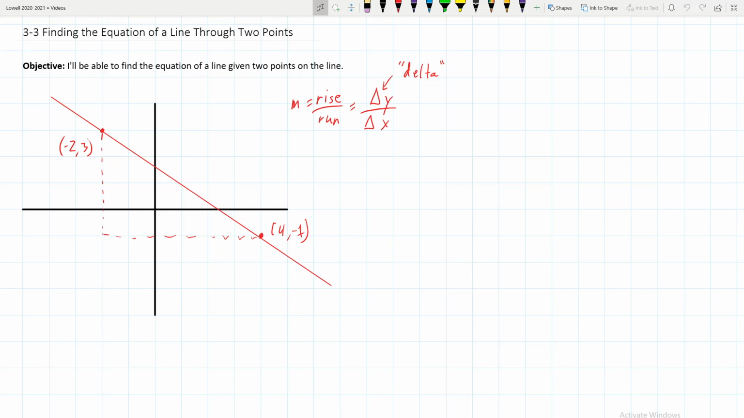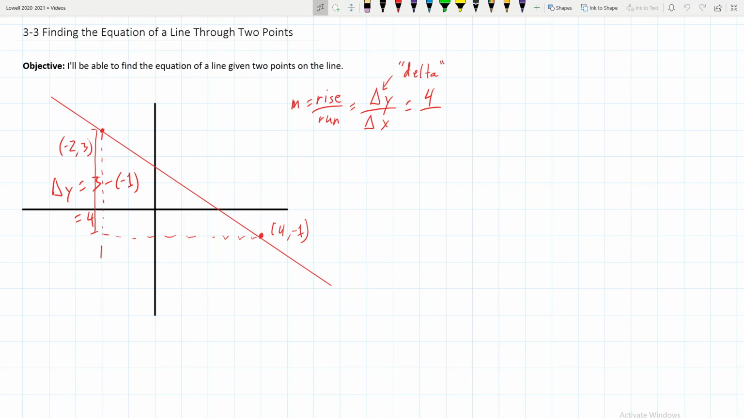Okay, so my delta y, or the change in y here, well, you went from -1 up to 3. And so a way to write that would be to do 3 minus -1. That's going to come out to 4, since 3 minus -1 would just be 3 plus 1. Okay, so I know that the numerator of this fraction is going to be 4.